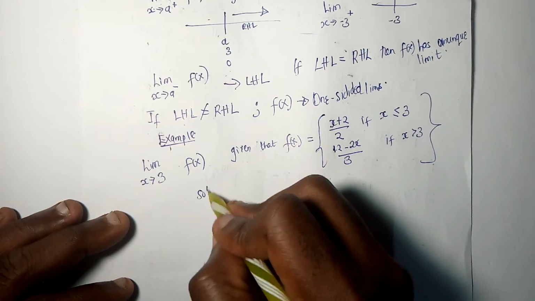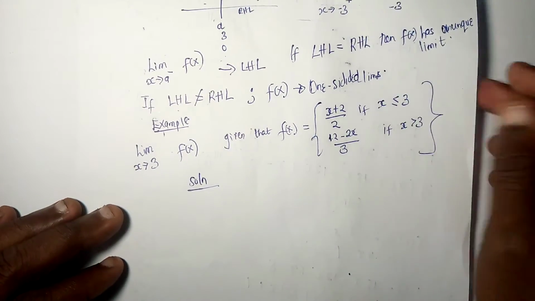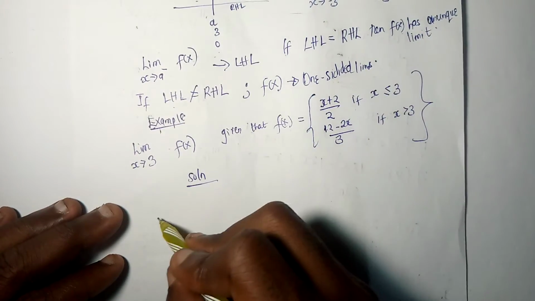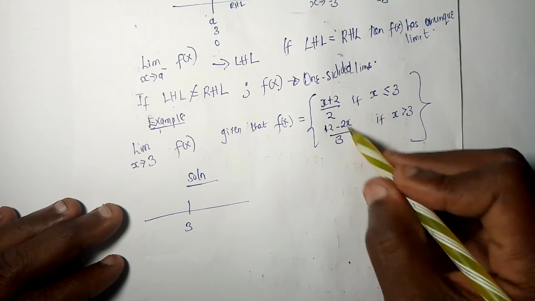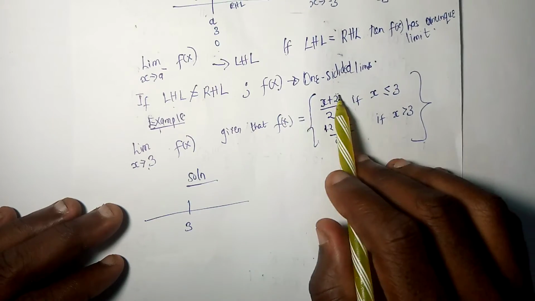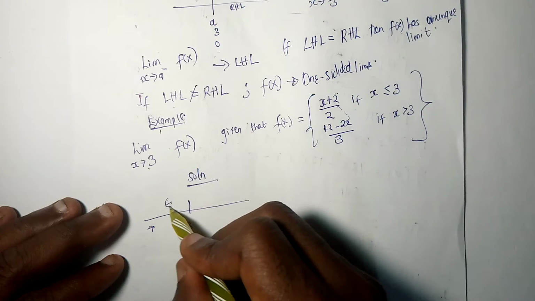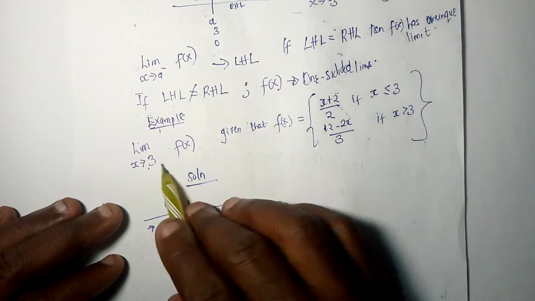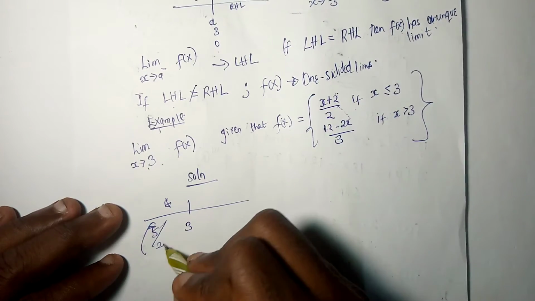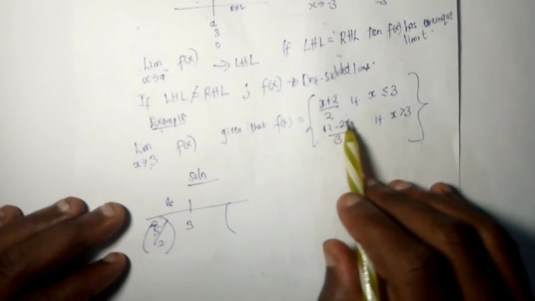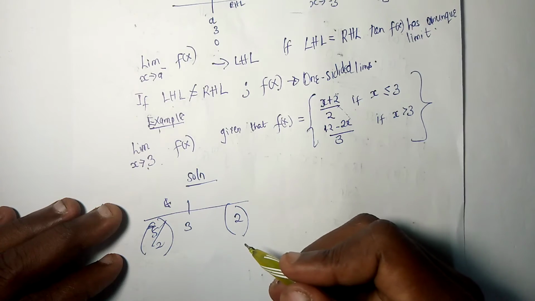So solution. This one is pretty much direct. The reference point here is 3. What happens when you substitute the value of 3 on the left side? You are going to get 3 plus 2, which is 5 over 2. What about the other side? You're going to get 12 minus 6 over 3, which gives 2.